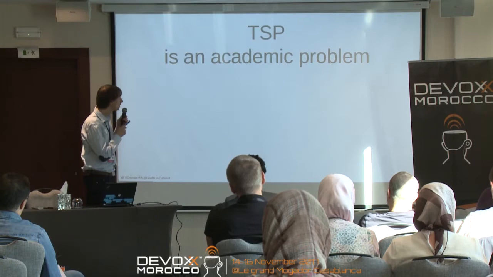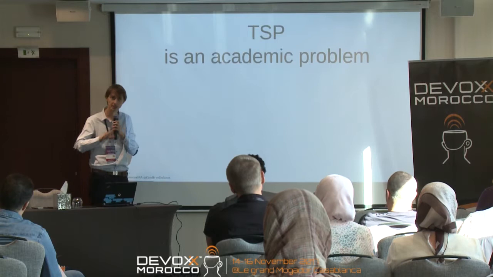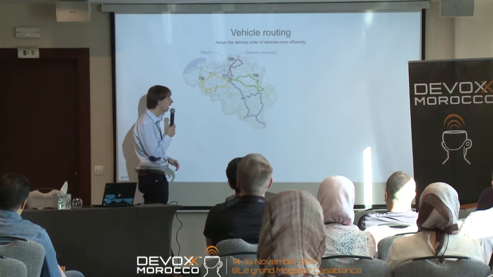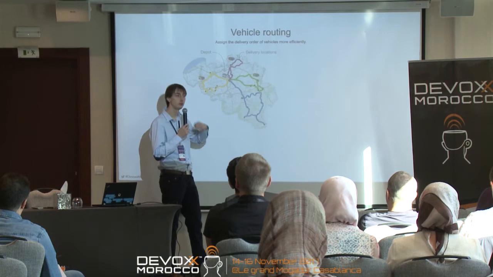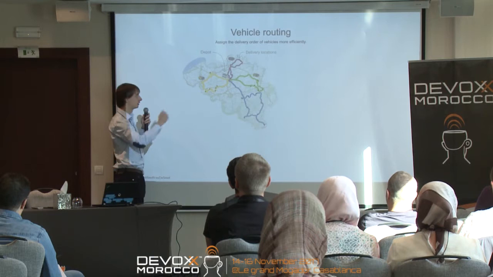So the traveling salesman problem is an academic problem. Basically, no business has this problem. A lot of businesses have the vehicle routing problem. In fact, every store that you visited in the last 3 weeks probably has a vehicle routing problem. They need to be restocked every morning. Or at least their suppliers have a vehicle routing problem. That's probably a better thing here.